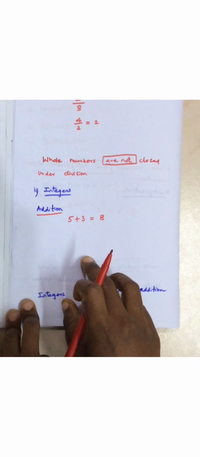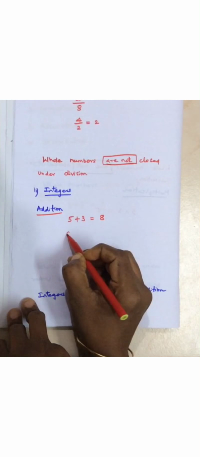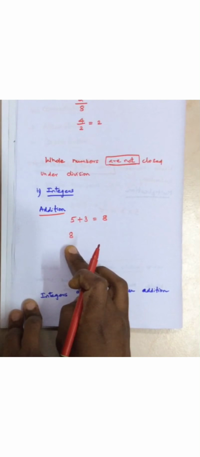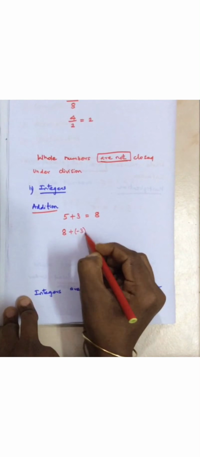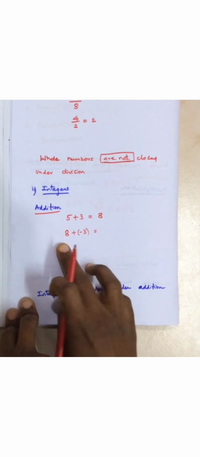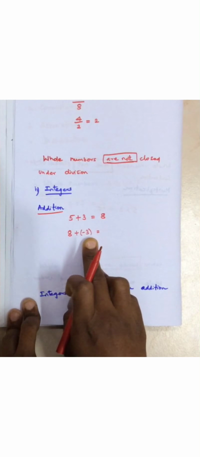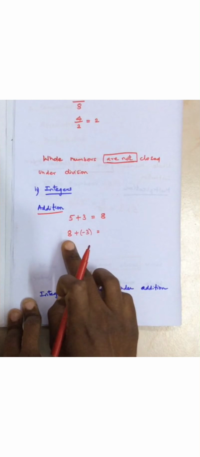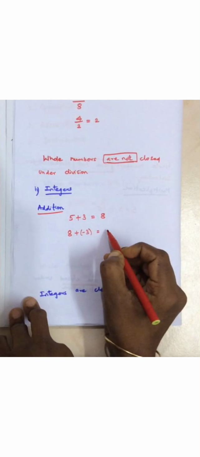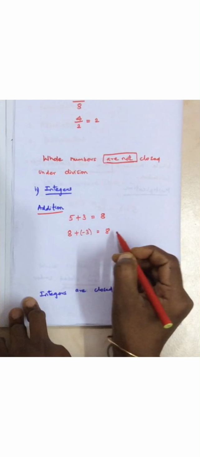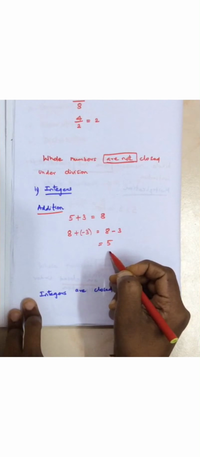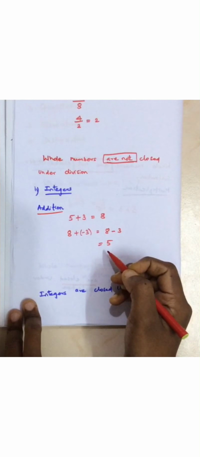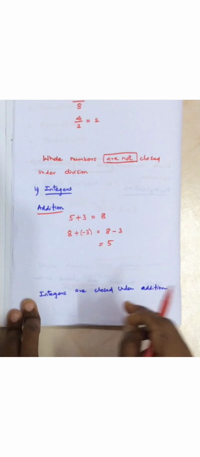Similarly, if you take 8, it is a positive integer, and you add minus 3. 8 is an integer and minus 3 is also an integer. When you add 8 plus minus 3, it gives 5. So 5 is also an integer. So we can say integers are closed under addition.